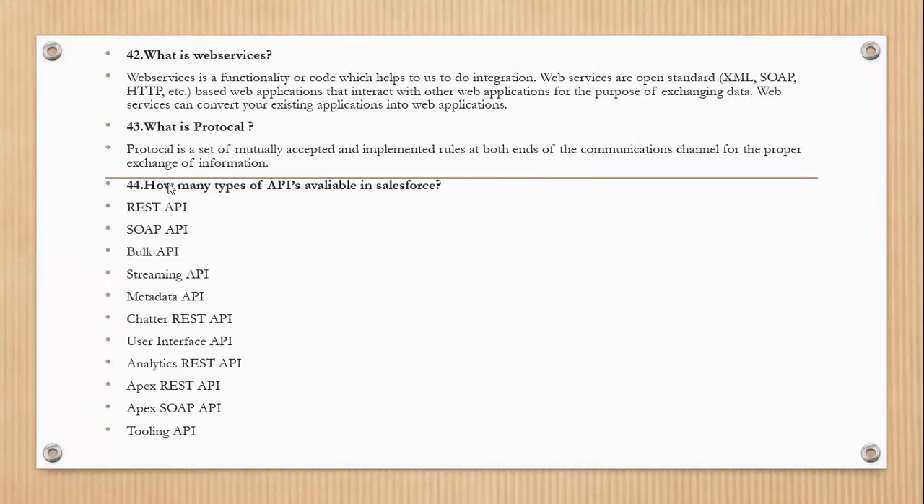Next question, what is a protocol? A protocol is a set of mutually accepted and implemented rules at both ends of the communication channel for the proper exchange of information. Next question, how many types of APIs are available in Salesforce? REST API, SOAP API, Bulk API, Streaming API, Metadata API, Chatter REST API, User Interface API, List REST API, Apex REST API, Apex SOAP API, and Tooling API.